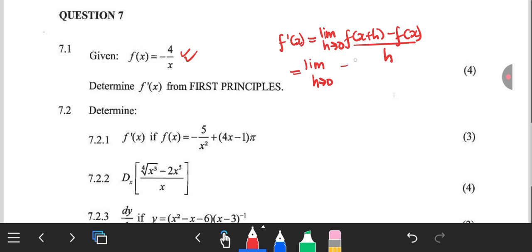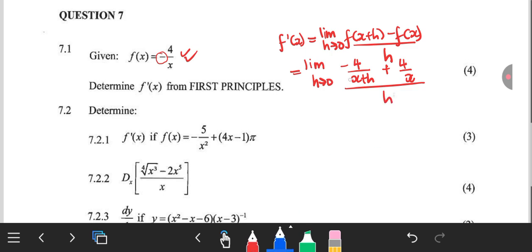You're going to have -4 over x plus h minus, now check, this equation is negative and our formula calls for a negative as well. So a negative by a negative, that's going to be plus 4 over x. All right, but you still have that h divided by h there.